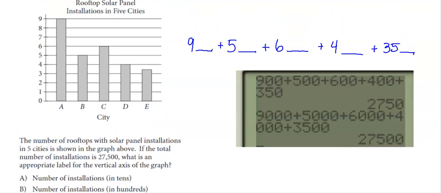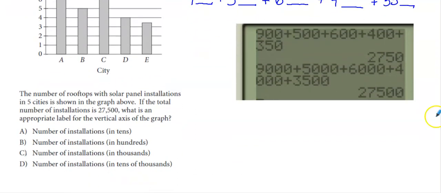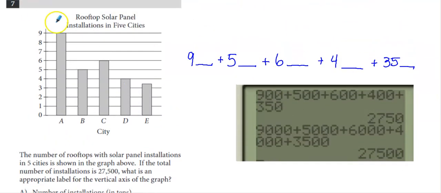So the way that I did this, I just used guess and check. We know that one of these options is going to be correct. And so what I did is I basically just took the value for each bar, 9, 5, 6, 4, and then I know technically this is 3.5 for city E here. I just wrote that as 35, and we'll talk about how I handled that when we look at what I did on the calculator.